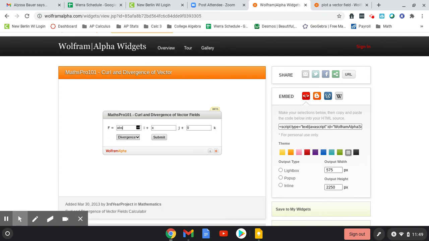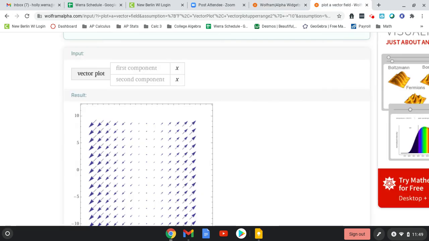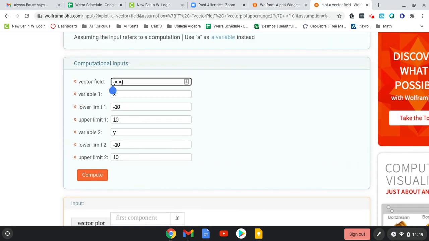Here's another one that I like, which is similar to the one that I just had. That's why I didn't spend too much time on it. Instead of x and x, let's do the absolute value of x and the absolute value of x, and I think it's a little bit easier to see.